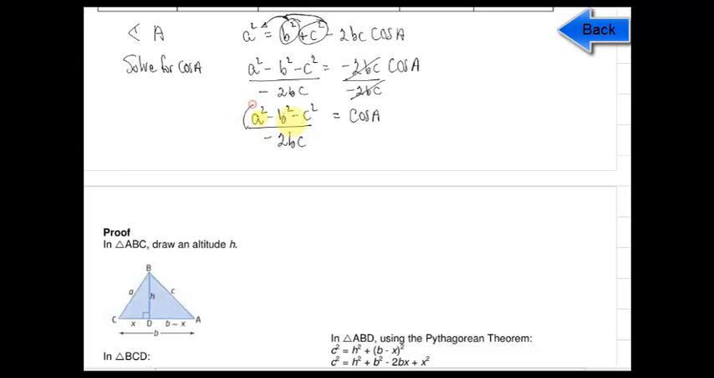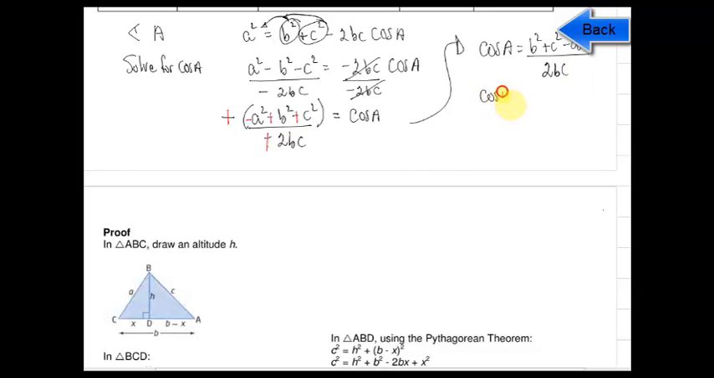Okay, so what I would do, I would take the numerator, I'd pull out a negative, which would make my A squared negative, right? Because a negative times a negative would bring me back to a positive A squared, and then this would become positive and this would become positive, and so then I can make a negative divided by a negative a positive, right? And so the cos of A is equal to B squared plus C squared minus A squared over 2BC. And of course there are the other two versions.